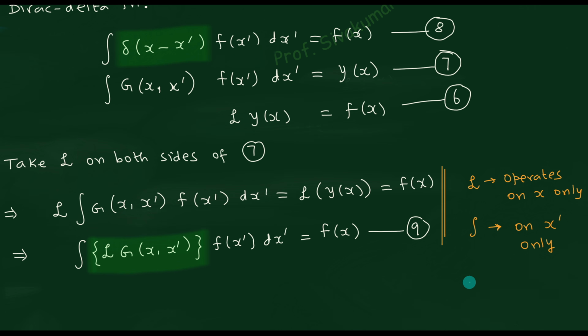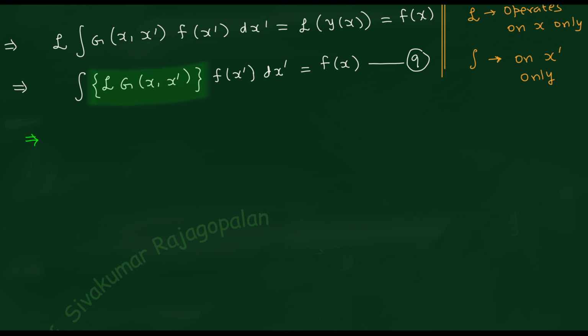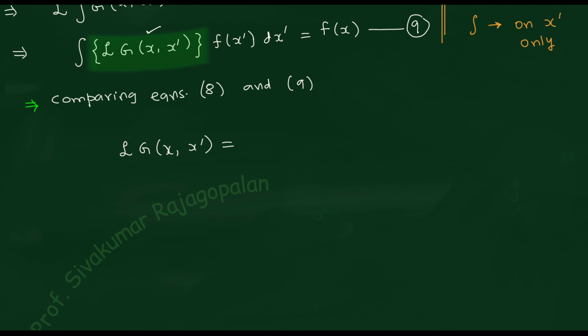If you focus your attention and compare equation number 8 and 9, that is why I have highlighted in green color. We are comparing equation number 8 and 9 and especially focus your attention on the highlighted region. What can we write? We can write like this. Compare both. You have these two, right? The green color highlighted ones should be equal. That is what you understand. Therefore, the L operator operating on the G should be equal to the Dirac delta function. And that is your equation number 10.